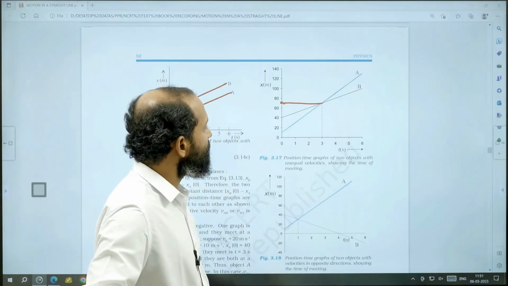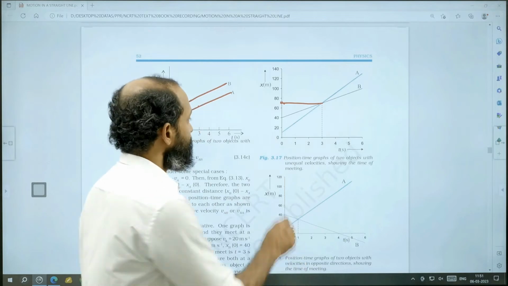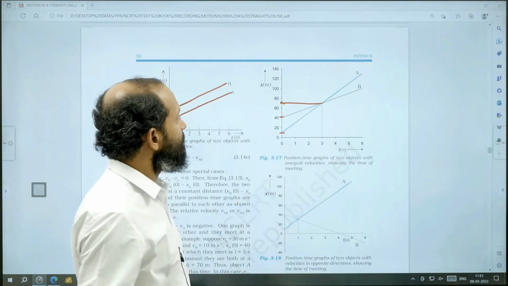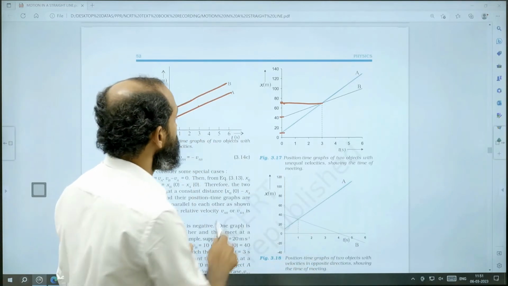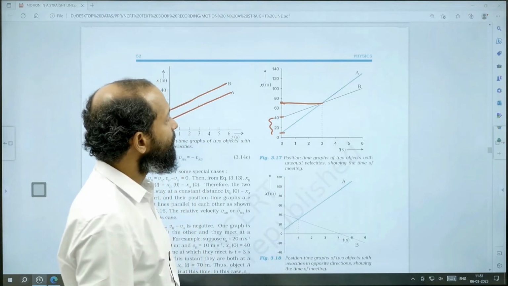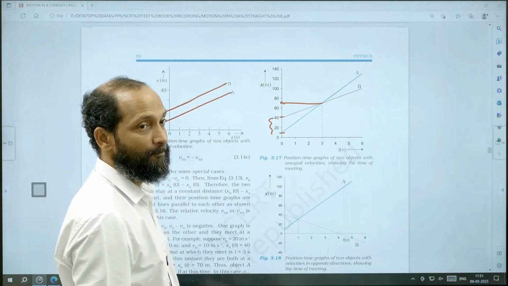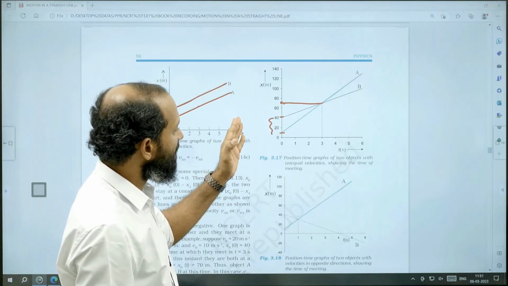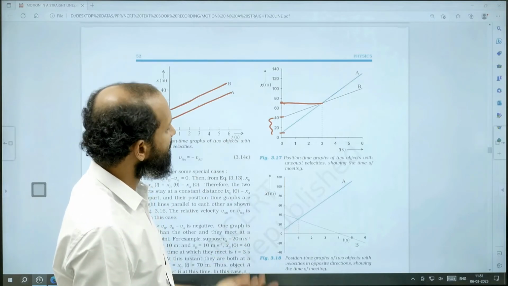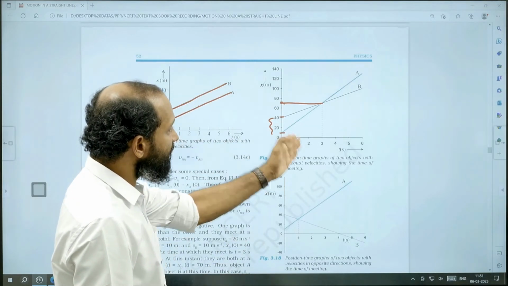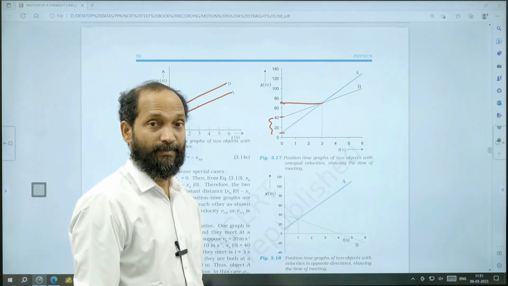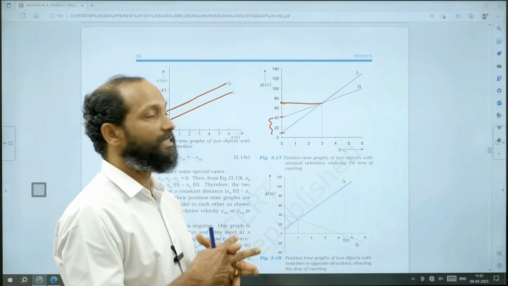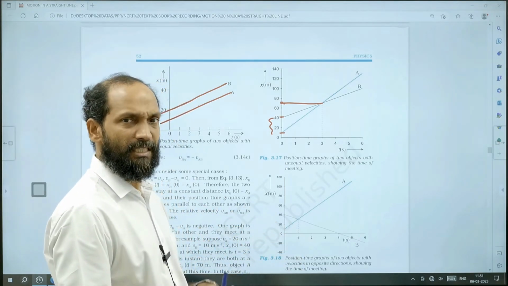But at t equal to 0, A was at 10 meter. At t equal to 0, B was at 40 meter. So B was ahead of A by a distance of 30 meter. Both were starting together, but B was ahead. That's why it took 3 seconds for A to overtake B. A took 3 seconds to overtake B, and overtaking occurred at a distance of 70 meter from the origin. That type of questions may be asked.